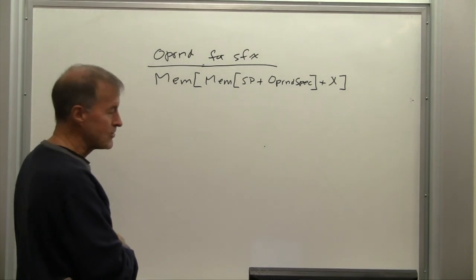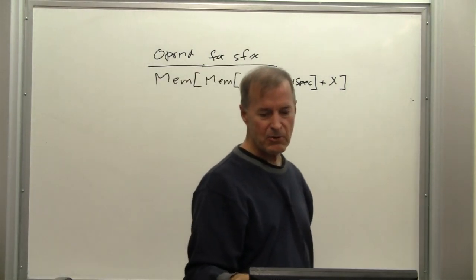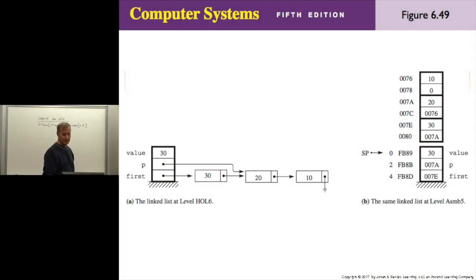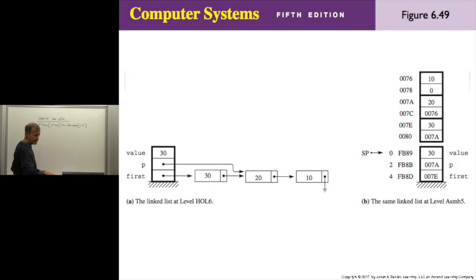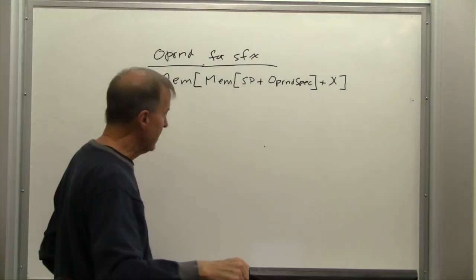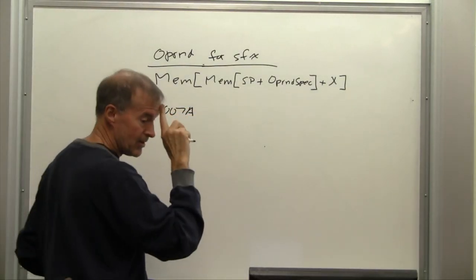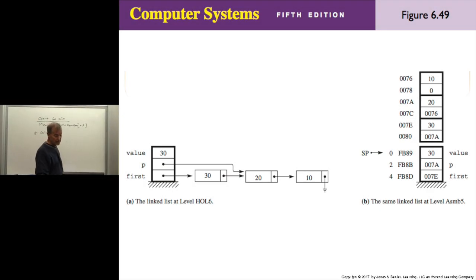That's SFX. So now let's go to figure 6.49 and see if we can identify the value of P. What's in the cell for P? In figure 6.49B, what's the value of P? 007A. Now, why is that 007A? Because in figure 6.49A, P is pointing to the cell that has 20 in it. Where is that 007A? Do you see up there in the heap? That's the first byte of the cell that has 20 in it. So P is 007A.